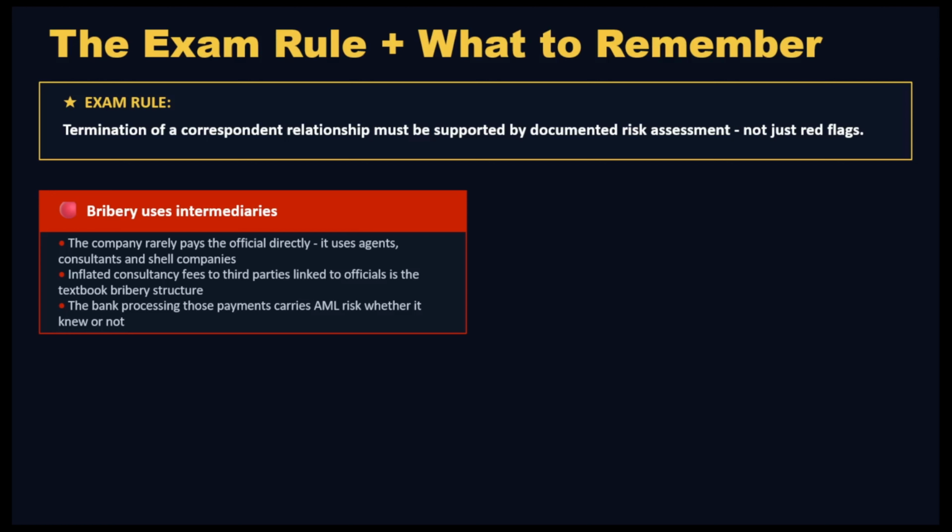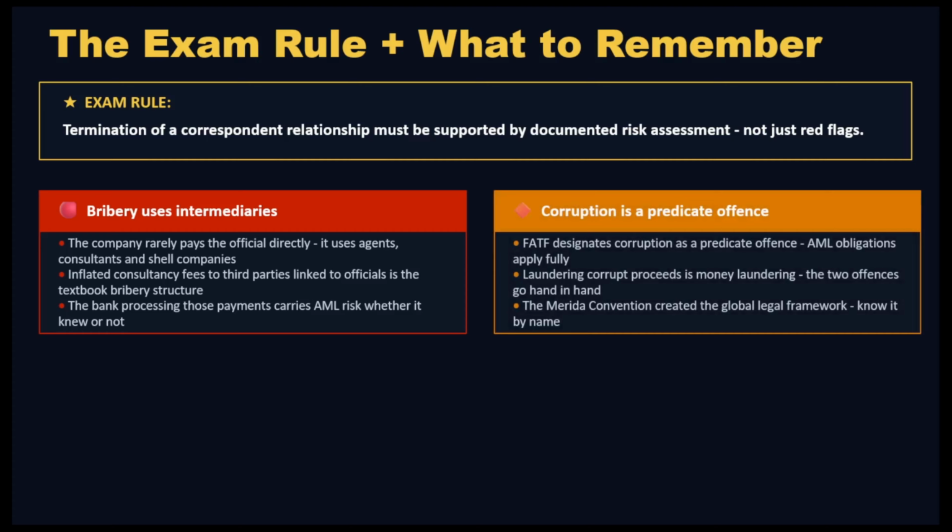Second, corruption is a FATF predicate offence. You need to make sure that you remember this. It is one of the 21 predicate offences. Laundering those corrupt proceeds is also money laundering, and AML obligations apply to every institution that touches those funds, whether it knew about the corruption or not.